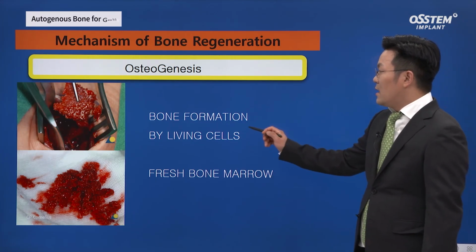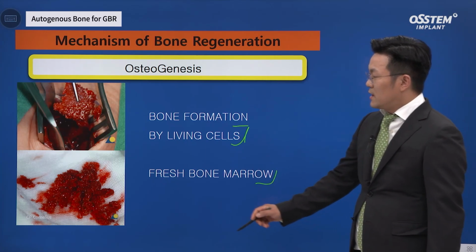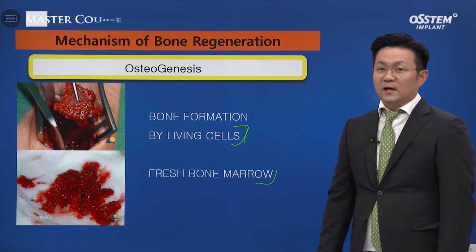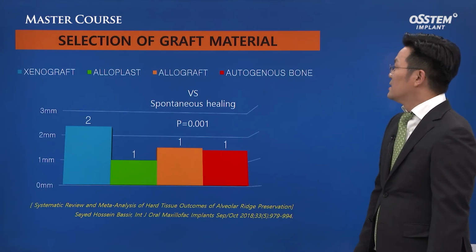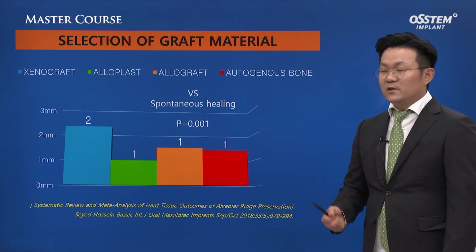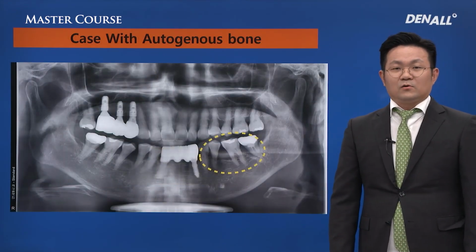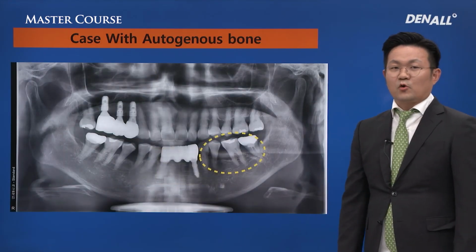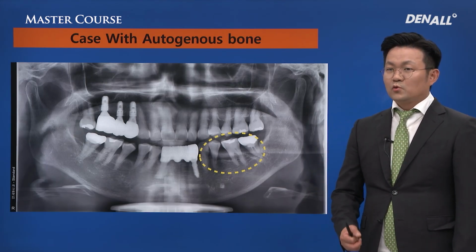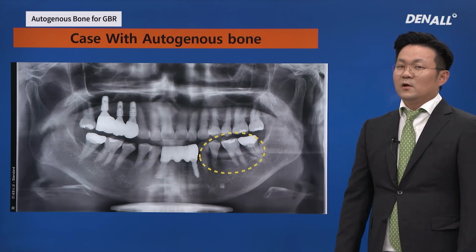Of course, bone formation by living cells is achieved, and fresh bone marrow is involved to form good bone in osteogenesis, but autogenous bone is resorbed fast. Therefore, we need to select bone graft materials depending on the case. Recently, autogenous bone is hardly used alone, even as a block bone. We usually use allograft block bone, and for particulated bone also, we use allograft instead of autogenous bone.